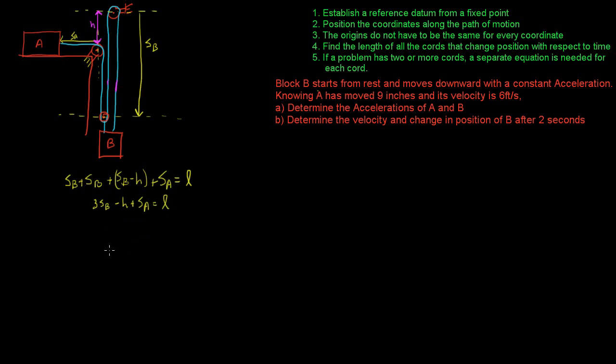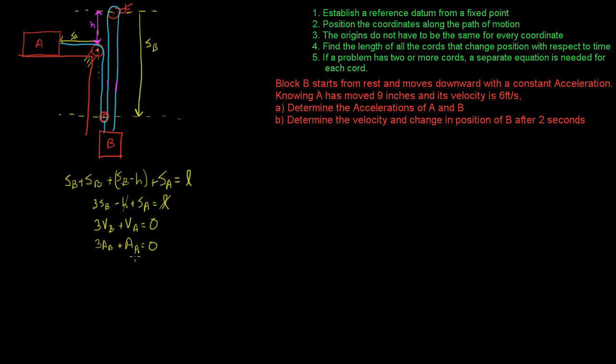And when we differentiate with respect to time to get the velocity, we get 3V_B plus V_A is equal to 0. The H right here and this L turn into 0 because they're constant, and the derivative of a constant is 0. And when we take the derivative of this equation again, we get 3 times the acceleration of B plus the acceleration of A is equal to 0. And this is the relationship that the accelerations of these two blocks have.